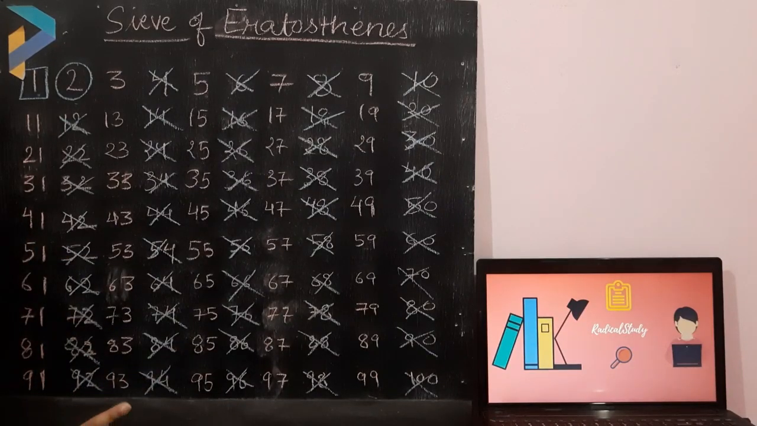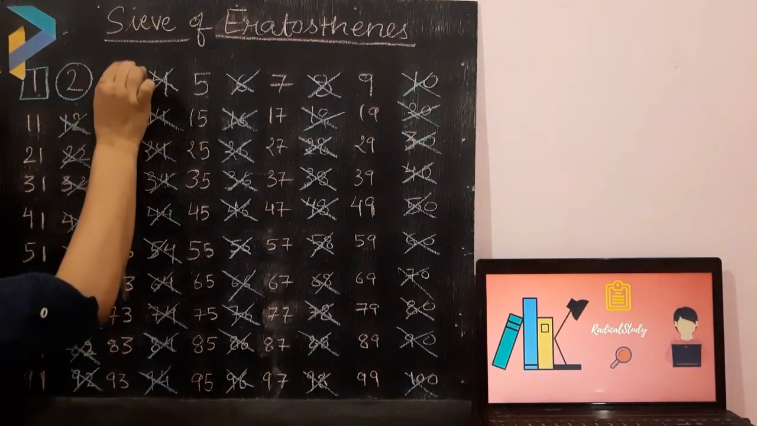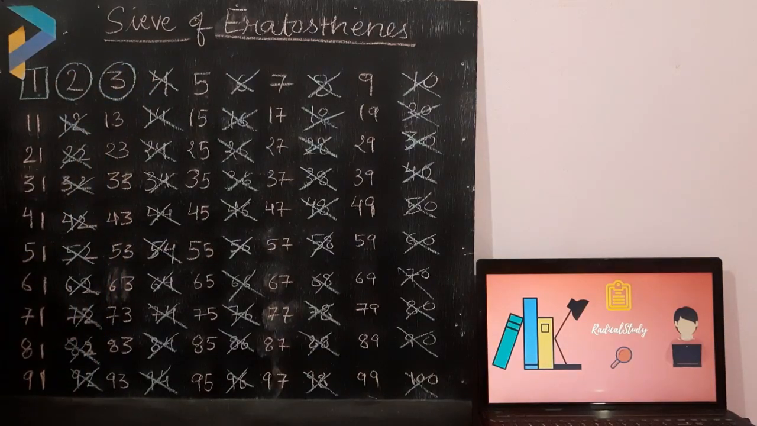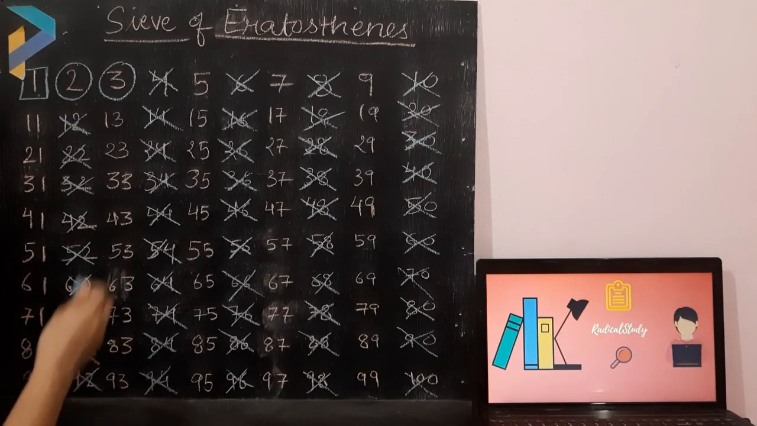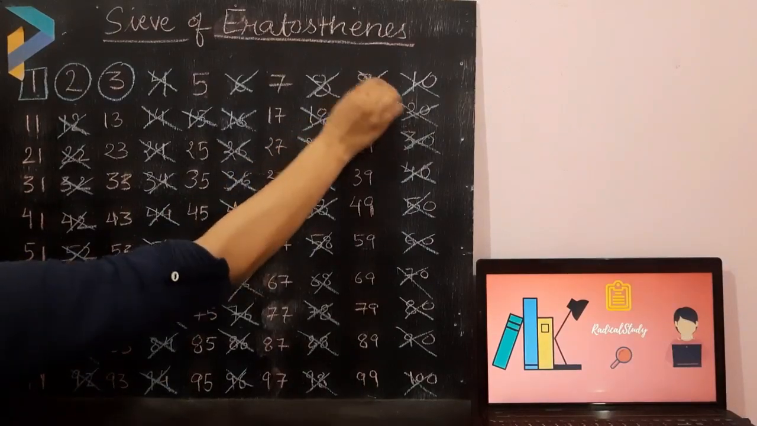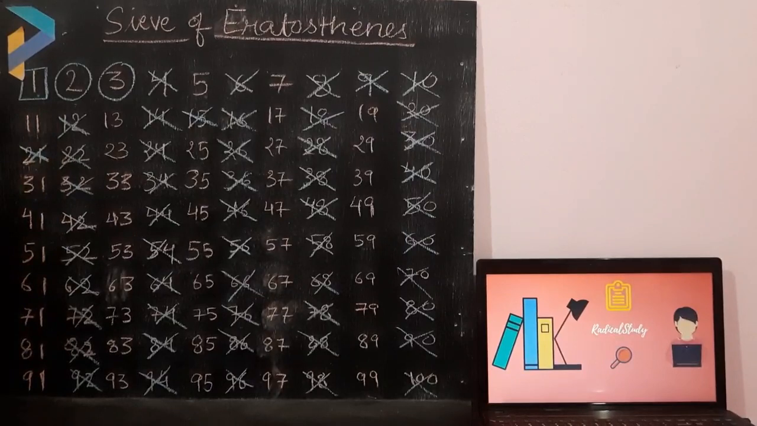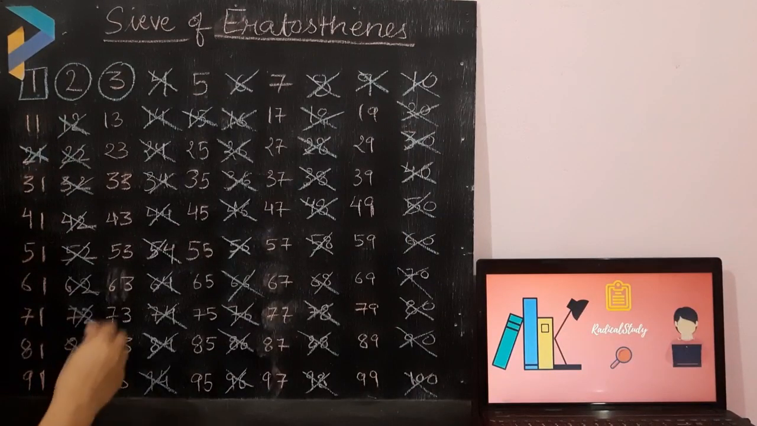Now come to 3. Is 3 a prime number or not? Yes, students, you are all right. 3 is a prime number, so I will encircle it. Now, after encircling 3, I have to cross all the factors of 3 or the numbers which come in the table of 3. So 15 comes in the table of 3, I will cut it. 9 comes in the table of 3, I will cross it. Now 21 also comes, so I will cross it.